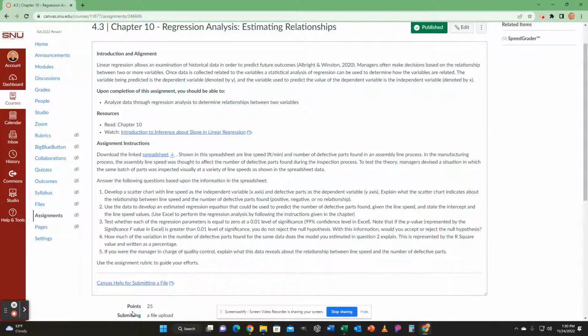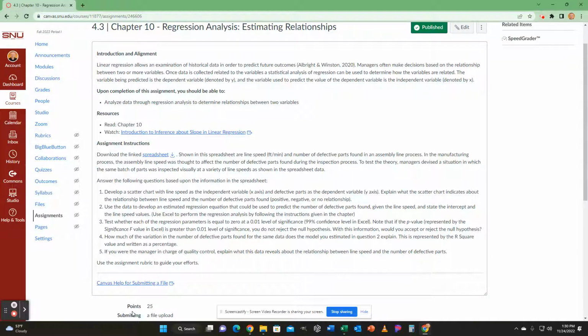We're going to develop a scatter plot with the line speed as the independent variable, that's the x-axis, and the defective parts as the dependent variable, that's the y-axis. Then we're going to explain what that scatter chart indicates about the relationship between the line speed and defective parts. So is it going to be a positive slope? Is it going to be a negative slope? Or is there going to be no relationship at all? And we'll be able to see this once we do the scatter plot.